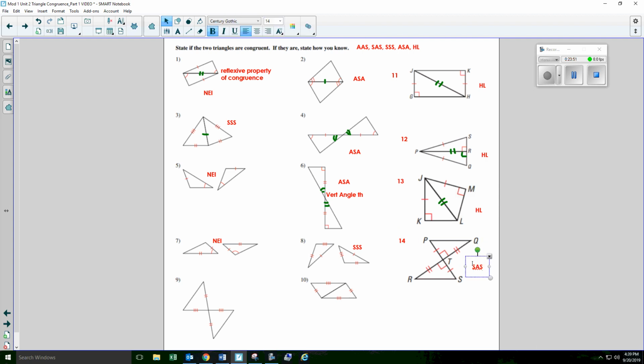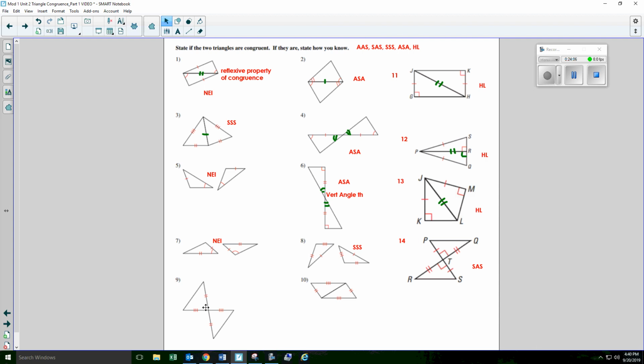Okay, here we have SAS and SAS. Notice it's not HL, even though it's a right triangle, because we do not have the hypotenuse. Remember, here's the hypotenuse here. That's not marked. And here's the hypotenuse here. That's not marked. So it's not HL. Just because it's a right angle, it doesn't mean it's HL at all. This one is SAS.